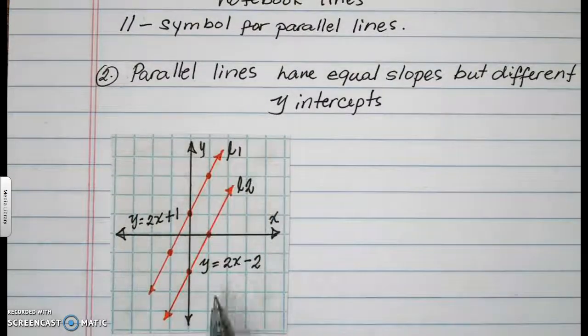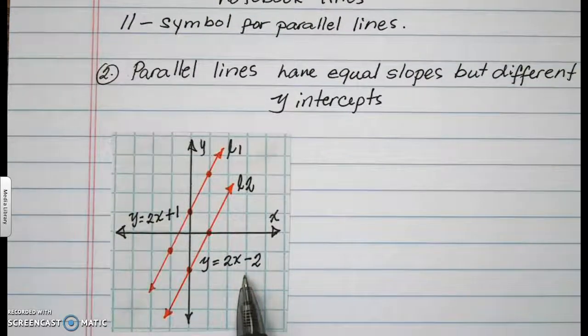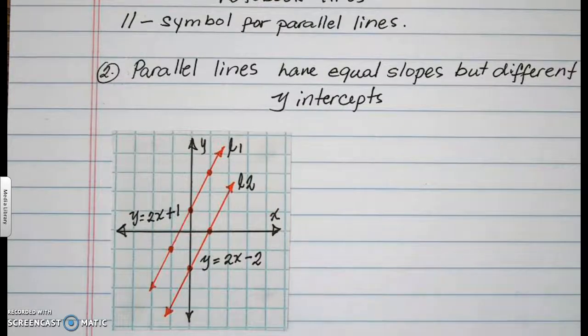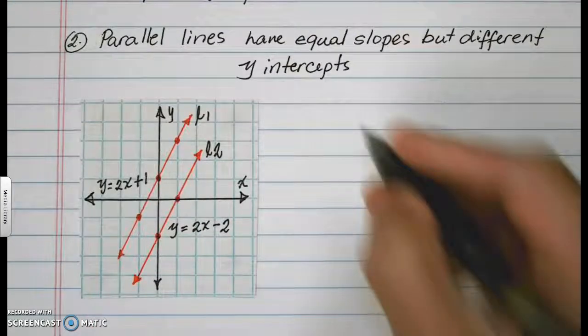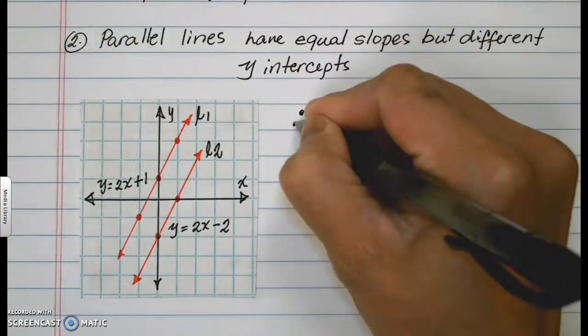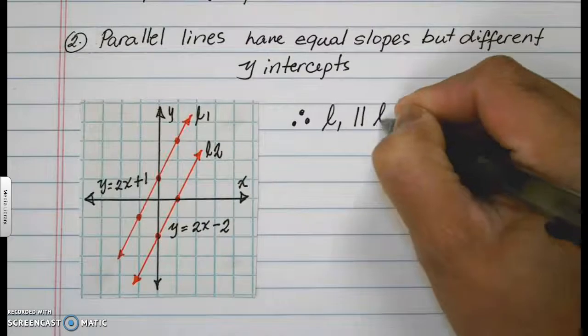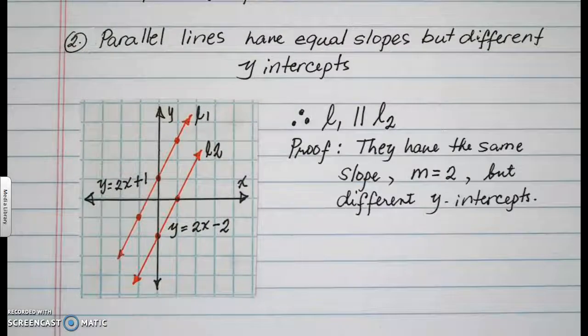So if you look at the equations of these two lines, you can tell that they are parallel because their slopes are the same, but their y-intercepts are different. So now I can say, therefore, that my line 1 is parallel to line 2. And my justification for that, or my proof for that, is that they have the same slope, which is m equals 2, but different y-intercepts.